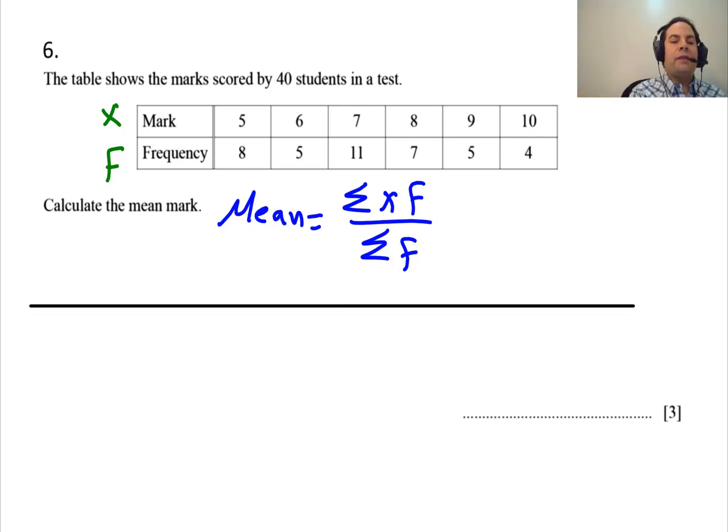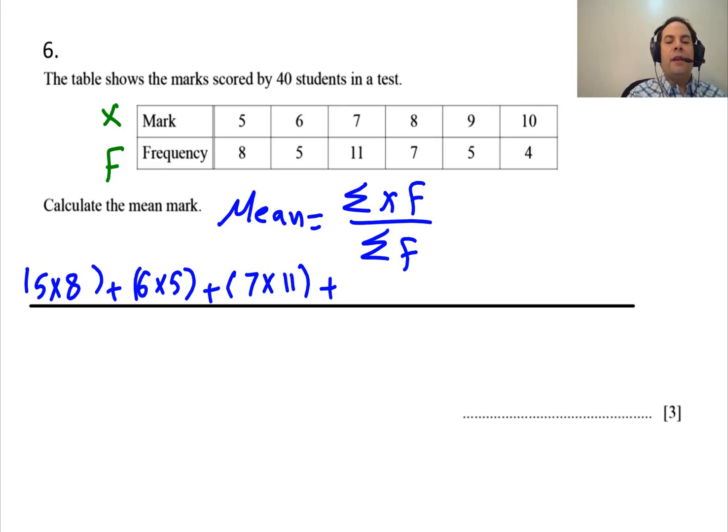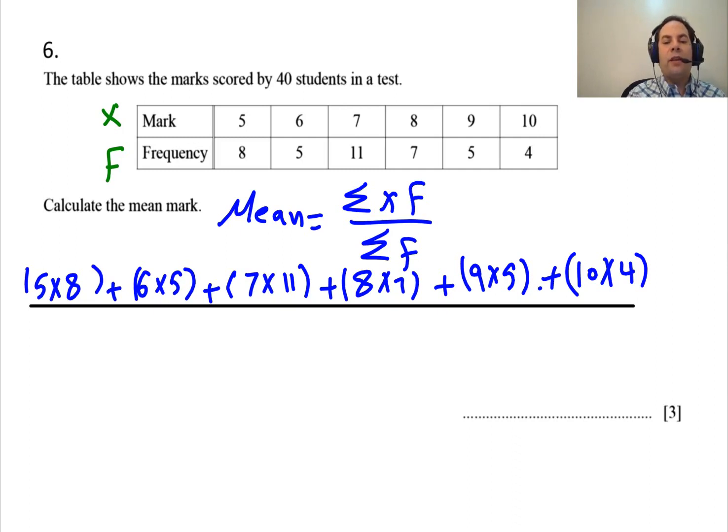5 multiplied by 8, plus 6 multiplied by 5, plus 7 multiplied by 11, plus 8 multiplied by 7, plus 9 multiplied by 5, plus 10 multiplied by 4. All divided by the sum of F, which is 8 plus 5 plus 11 plus 7 plus 5 plus 4, which is 40.